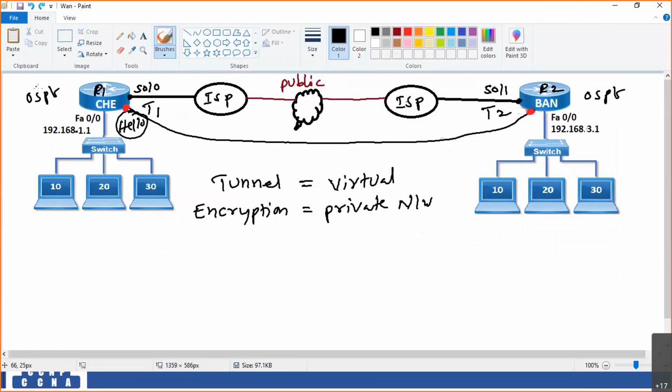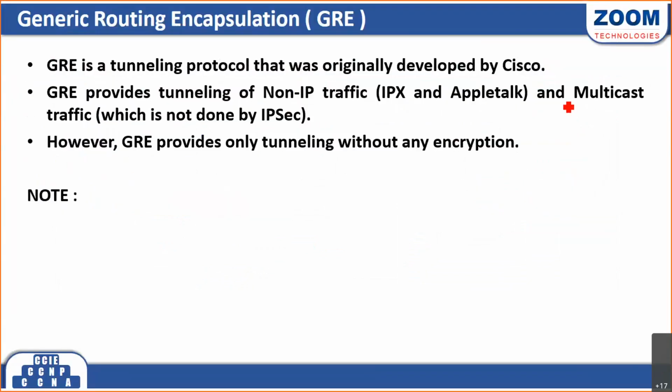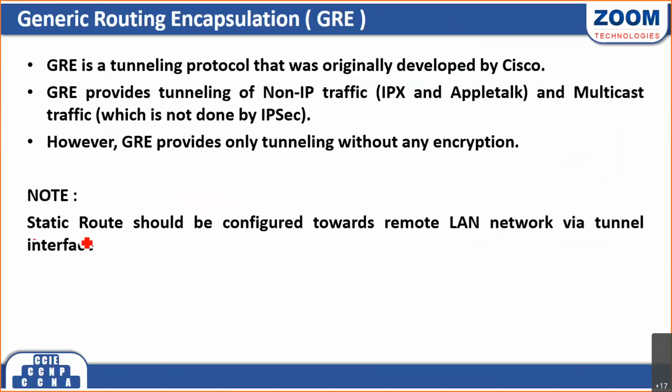In our example, from R1 to R2, we configured which protocol? OSPF, right? But GRE recommends using static routing. So a static route should be configured towards the remote LAN network via the tunnel interface. You can use any protocol, but what does GRE recommend? Static route.